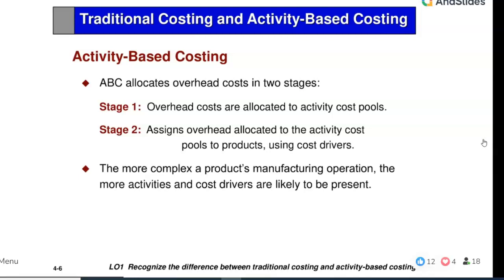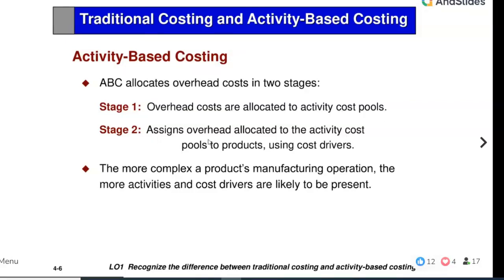All right, so now your introduction to what's called activity-based costing. ABC allocates overhead in two stages. One, we accumulate them into activity cost pools. I already started to give you an example of that when I talked about supervisory costs, electricity costs, capacity costs.